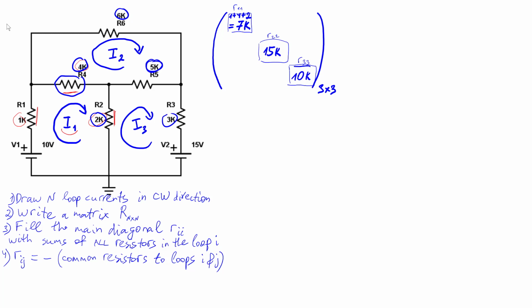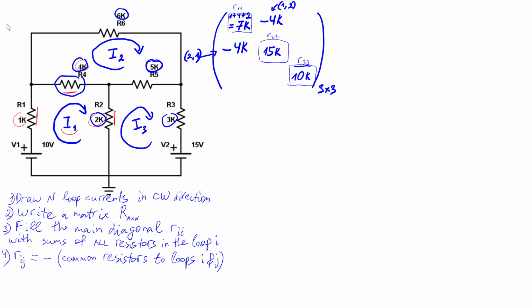Now, this matrix will be symmetrical, which means that ij and ji will give you exactly the same value of the resistor, which means that we need to put that value of minus 4k in two spaces. One is here, and one is there. Because this location here is basically 1, 2, and this location here is 2, 1. So it's between i and j, which are 2 or 1.